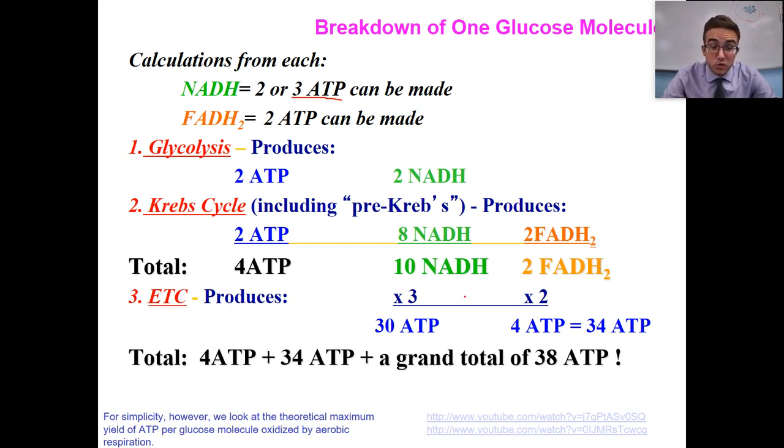And for this, we use 3. We're saying that each NAD makes 3 ATPs. Well, what if NAD only makes 2? Well, then this changes from 3 to 2, which changes this to 20. Changes that to 20. So now instead of having 34, I have 24, which changes this to 28. So it's very rarely do we get 38 ATP.